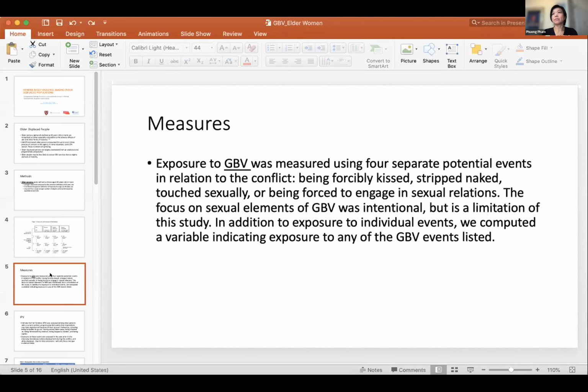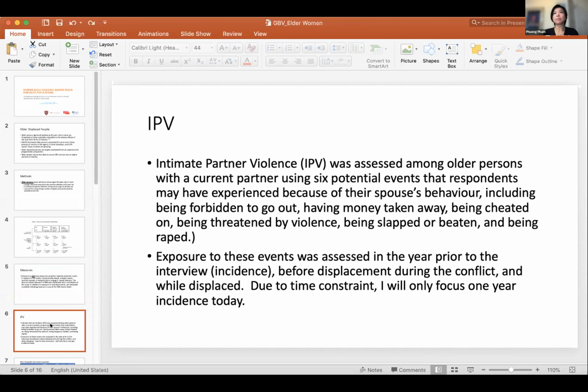In addition to exposure to each of these events, we also computed a variable indicating exposure to any of these 4 events. Intimate partner violence was assessed among older populations with a current partner using 6 potential events that respondents may have experienced because of their spouse's behavior, including being forbidden to go out, having money taken away, being cheated on, being threatened with violence, being slapped or beaten, and being raped. In both of these measures, GBV and IPV, we looked at the year prior to the interview. That covers incidents before displacement, during the conflict, and while displaced. Due to time constraints today, I will focus only on the data of the 1-year incidents, but I'm happy to share the rest as well.